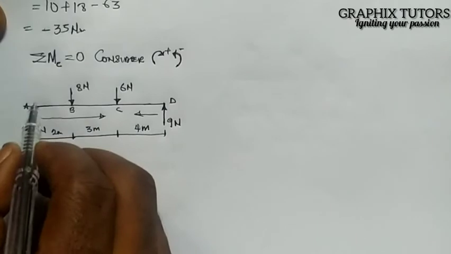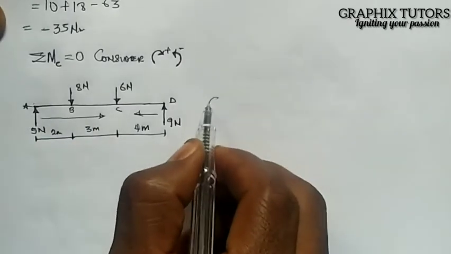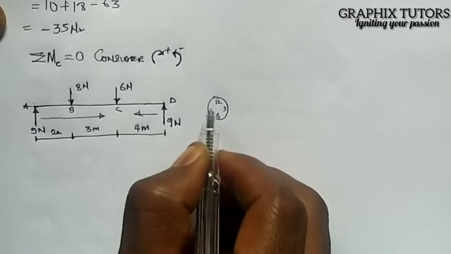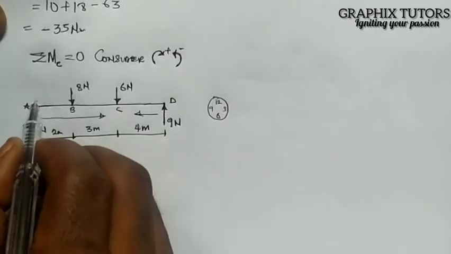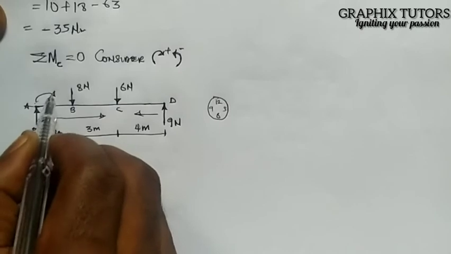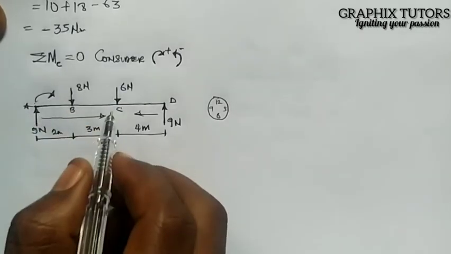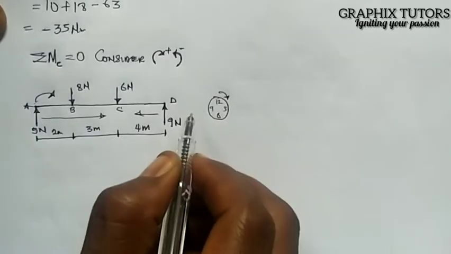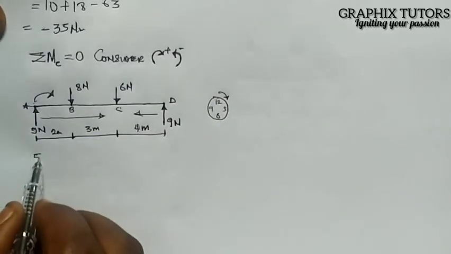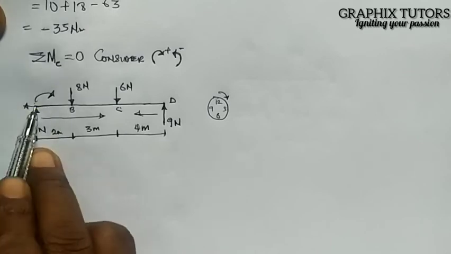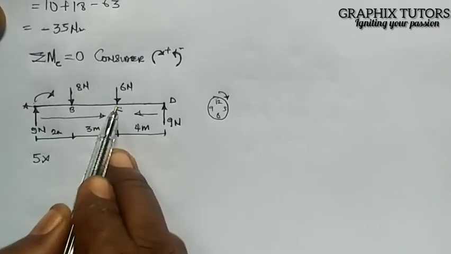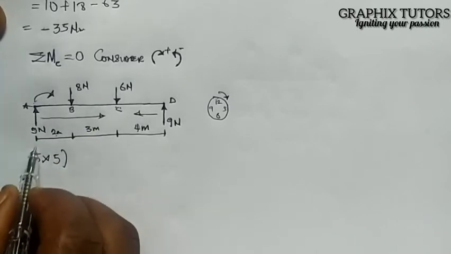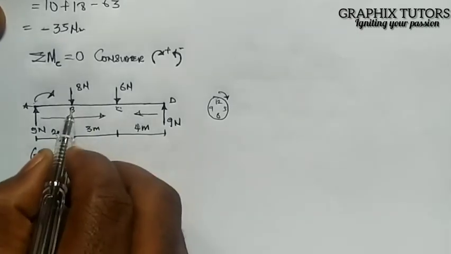So let's start from A. Let me use my clock. This is 12, this is 6, this is 3, and this is 9. Now, this force is coming in this direction, going towards C. It's positive because it's clockwise, going like this. So it will be 5 multiplied by the distance of the force to where I take moment, and that is 2 plus 3, which is 5. So 5 times 5.